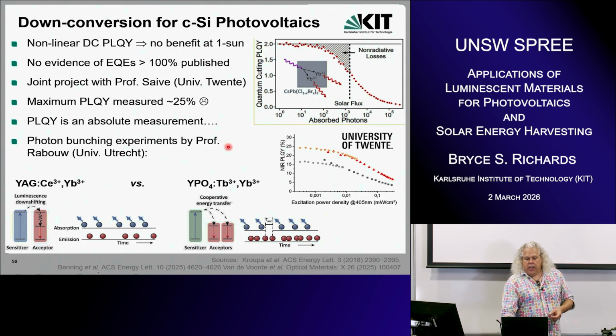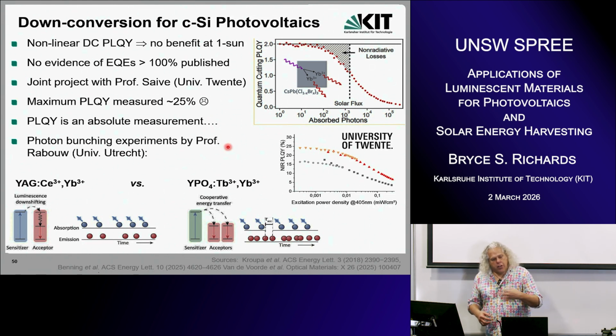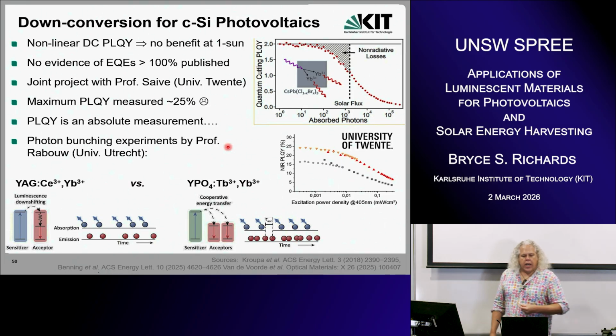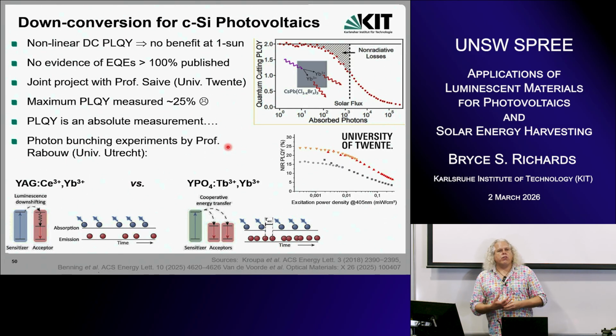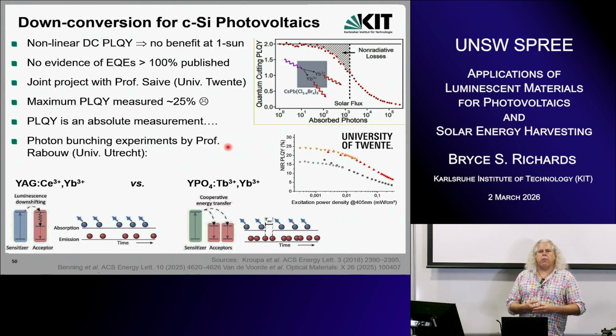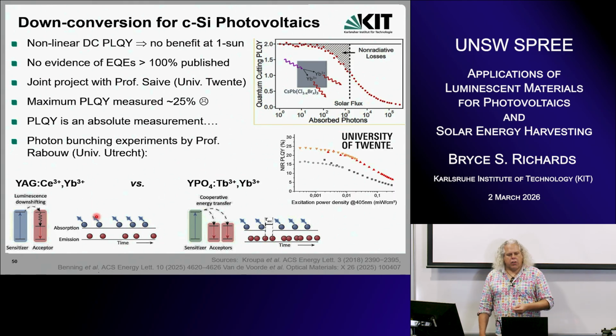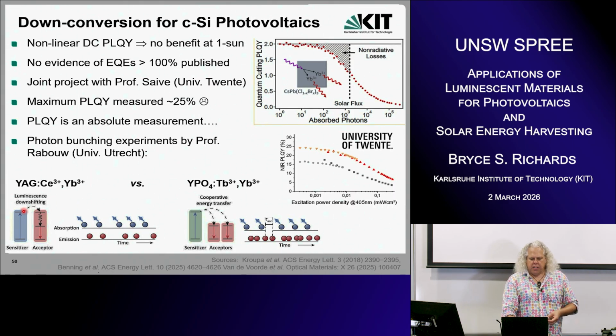What is cool, though, is that in the meantime, a new assistant professor at the University of Utrecht, a guy called Freddy Rabouv, has developed a technique based on photon counting or photon bunching experiments. And what he's doing there is he's shining a photon in using ultrafast systems. Photon comes in, and he looks for the correlation of a photon coming out. And in a classical photoluminescent system, so this would be luminescent downshifting, you'd expect 1 in, 1 out, 1 in, 1 out, and there'd be a simple correlation.